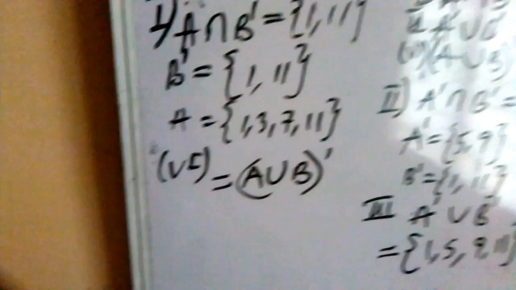So the last one that we are doing here is number 5, which is A union B complement. We don't know what A union B is first, before we think about the complement. So let us first write the set of A union B. This is A here, and this is B. So we are going to write the elements.